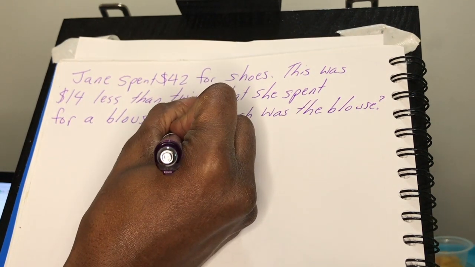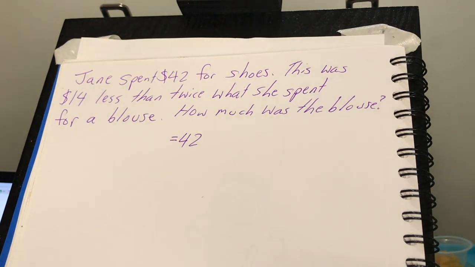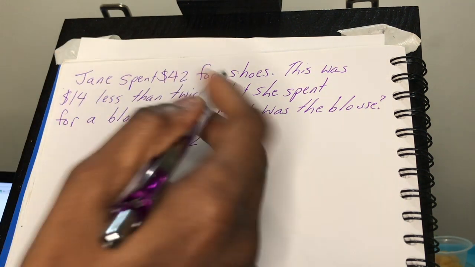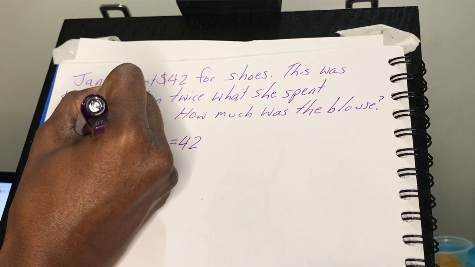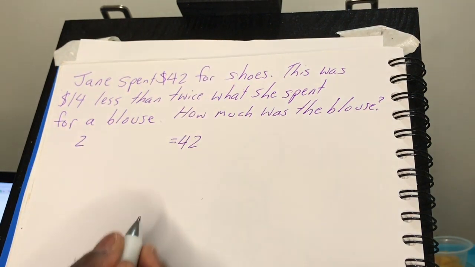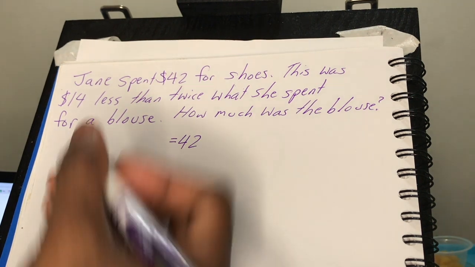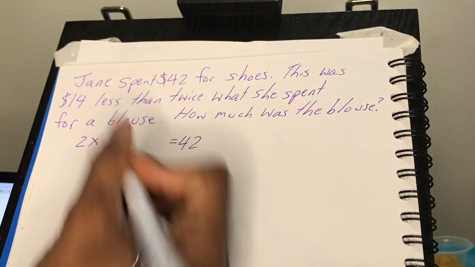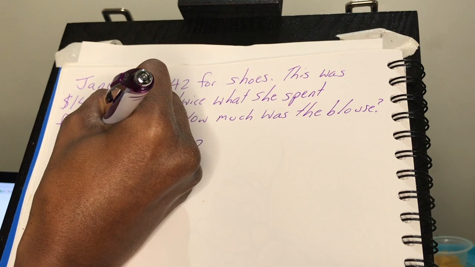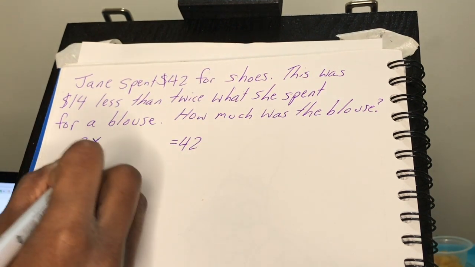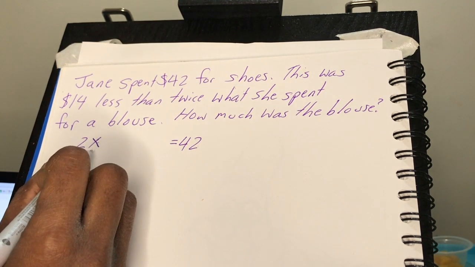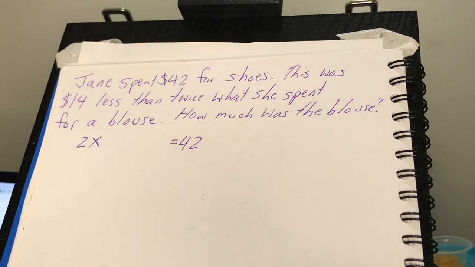42 is going to be the result after she spent whatever she spent on the blouse. We don't know how much she spent on the blouse, and then we know that it was 14 less than twice what the blouse cost. So twice what the blouse cost, let's say the blouse is the unknown variable X. So twice what she spent for the blouse, twice X. So X is how much she spent on the blouse. We don't know the exact amount.